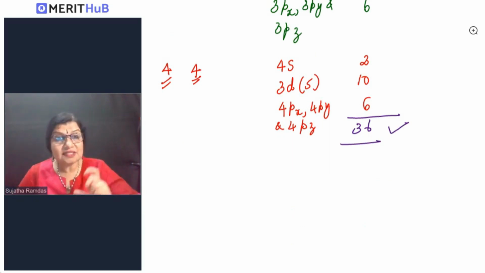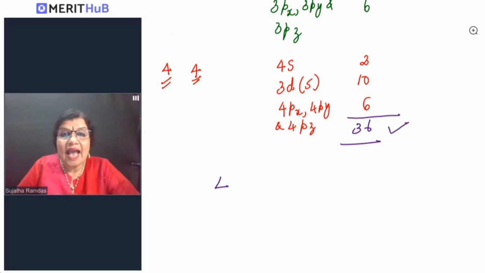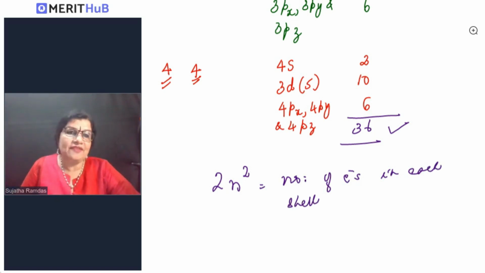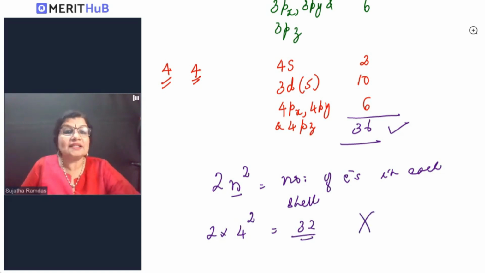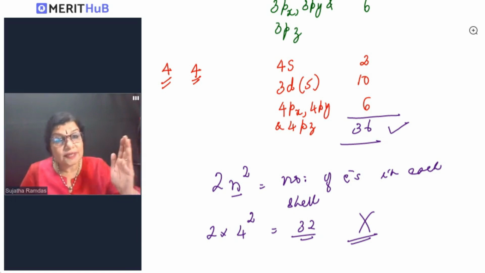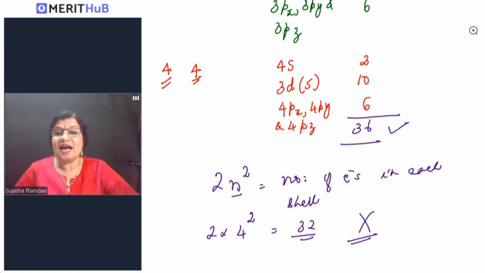Now, which are the options given which can confuse you? You have also learned a formula, 2n square, as the number of electrons in each shell or energy level. So if you substitute n equal to 4, 2 into 4 square becomes 32. So 32 is also an option, but in this context, 32 is not the correct answer. We want 36. Okay, so this is the conceptual discussion of arriving at the answer 36.